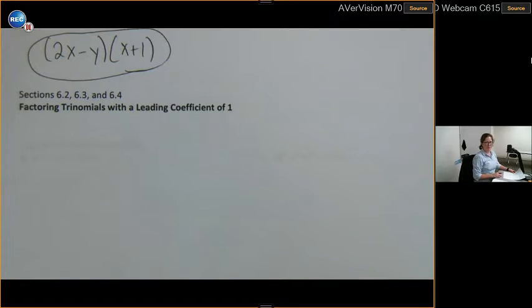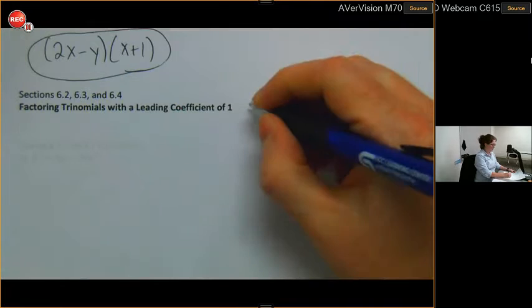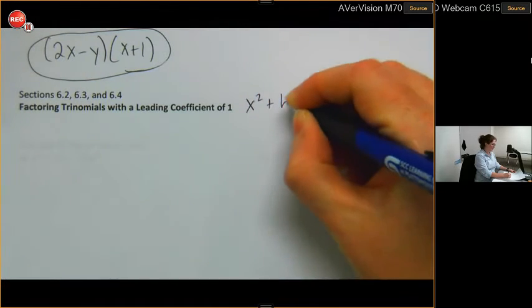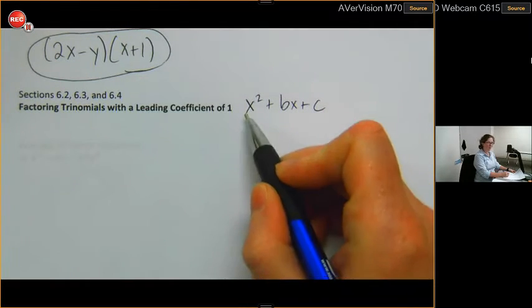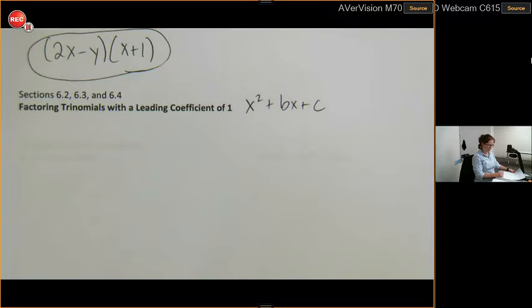In continuing our review of Chapter 6, I'm going to lump together sections 6.2, 3, and 4. They all deal with different types of factoring. Section 6.2 talks about factoring trinomials with a leading coefficient of 1. So that's problems that look like x squared plus bx plus c. They don't have a number in front of that leading term.